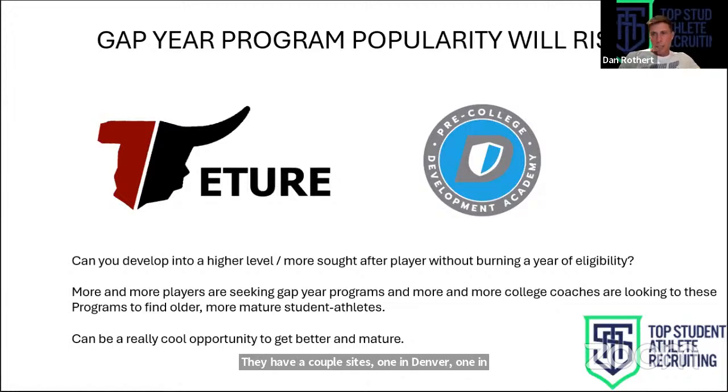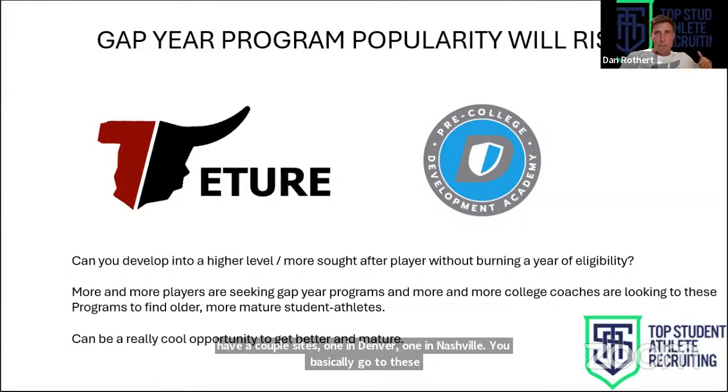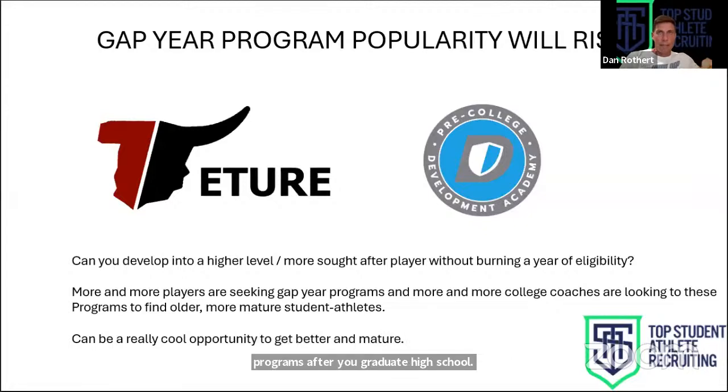You basically go to these programs after you graduate high school. You don't burn a year of eligibility. You get to train basically like a pro. You train twice a day. In eTour, you learn Spanish. Here, you make some money refereeing and some other things. You're a full-time soccer player for a year, and you get to grow and mature as a person and a player. And then you go off and you come back and you go to wherever you get recruited to, and maybe it's a higher level because you have that year off.